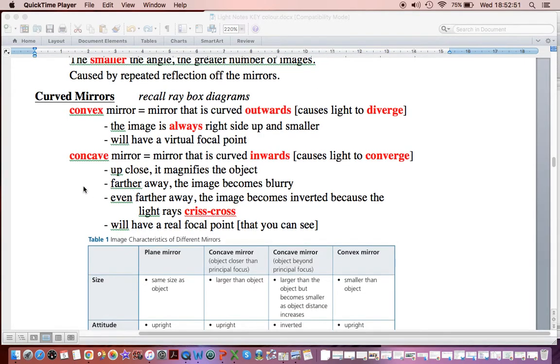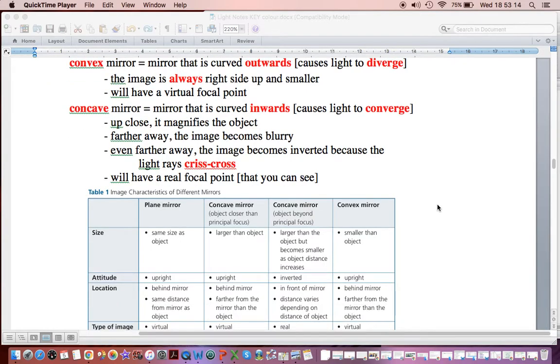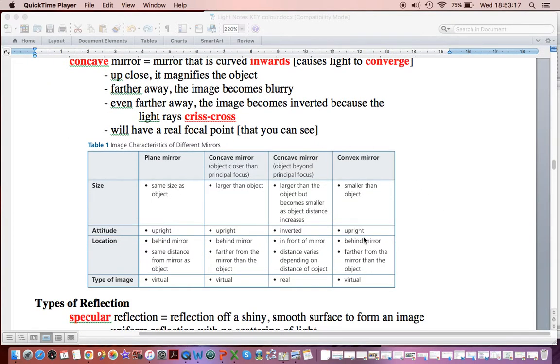Then we have concave mirrors, and of course they look like a cave. In this case, they cause the light to converge. That means meet at one point, called the focal point. And at that point the light will crisscross, and if you're far enough away, then the image will have flipped over. So close up, a concave mirror will actually magnify you, and farther away it will flip over and you'll be inverted, and you get a description of those kind of things as well.